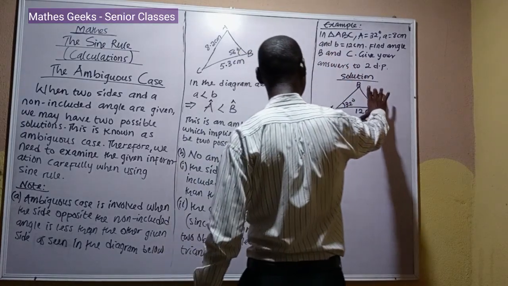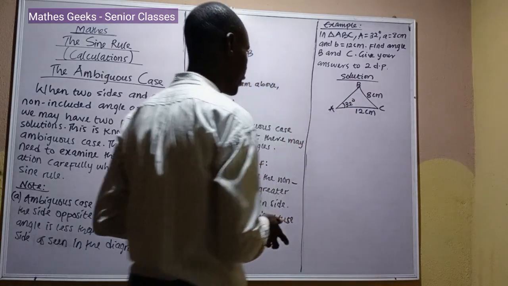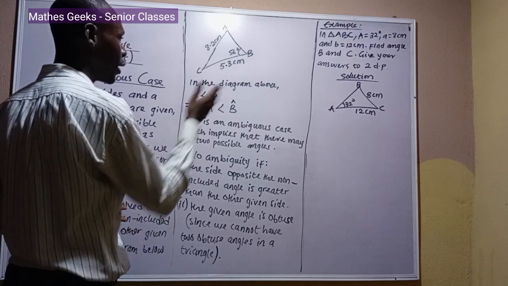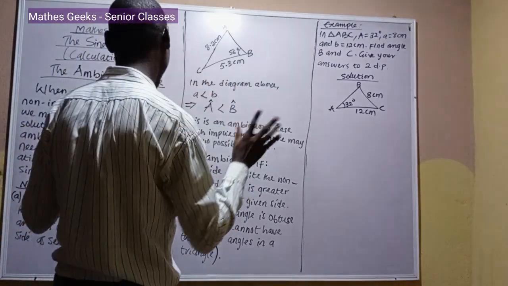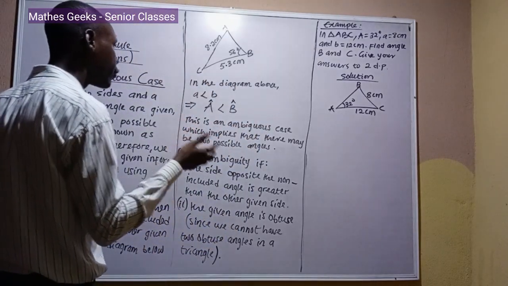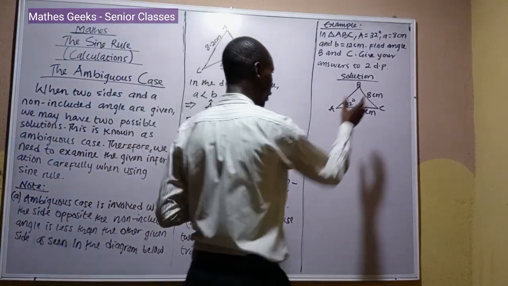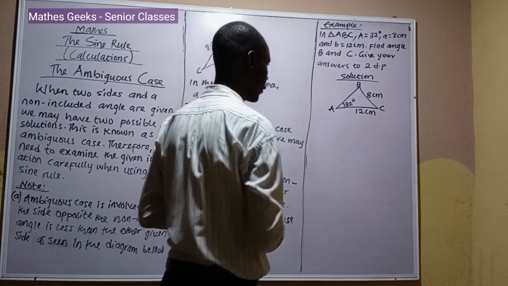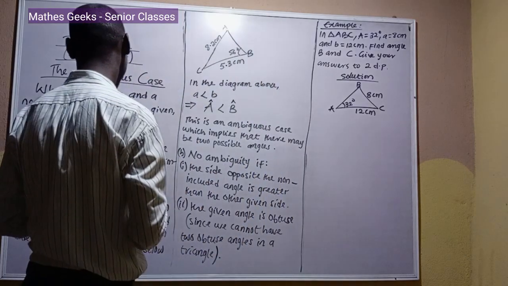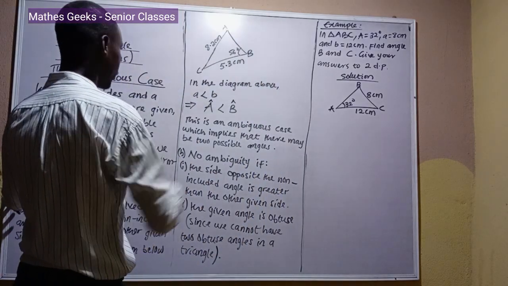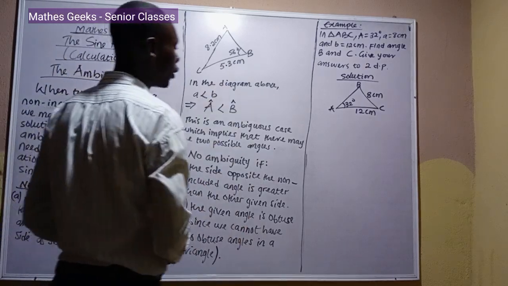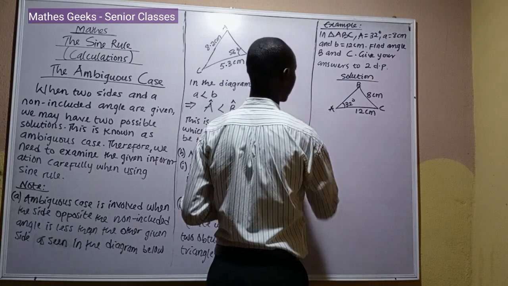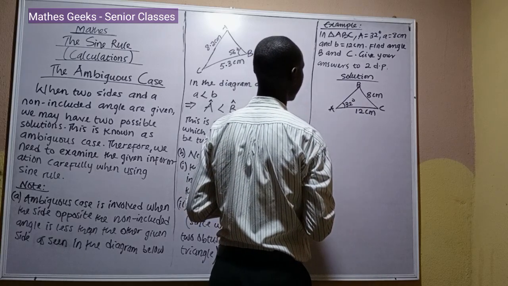So since this is the case, this might be an ambiguous case. So that's our general hypothesis now. It could involve an ambiguous case, but we are not sure if it is. We are going to solve, and then once we are done, we are going to use this to test whether it is true. So now let's see the solution. We're told to find angles B and C.